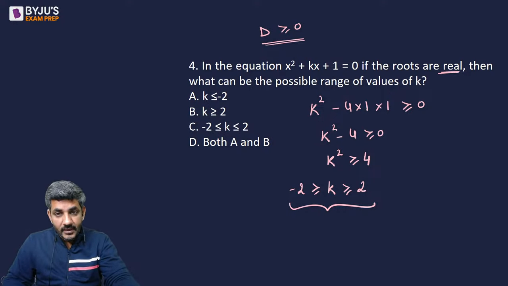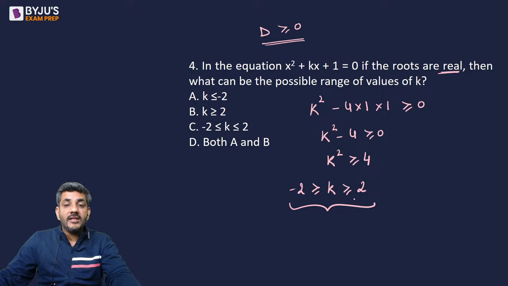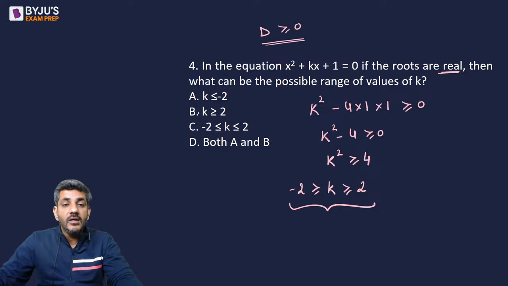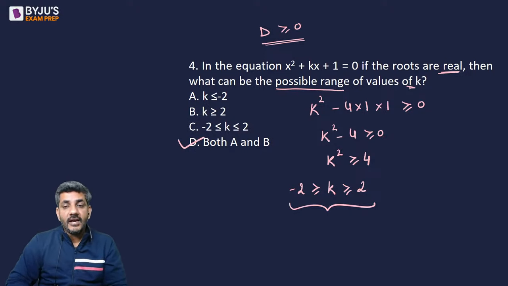Now, where is it given that k is greater than equal to 2, less than equal to minus 2? Greater than equal to 2 is given in option B, less than equal to minus 2 is given in option A. So my answer would be both A and B is the possible range of the values of k, which was answered correctly by Sonu Mandal.